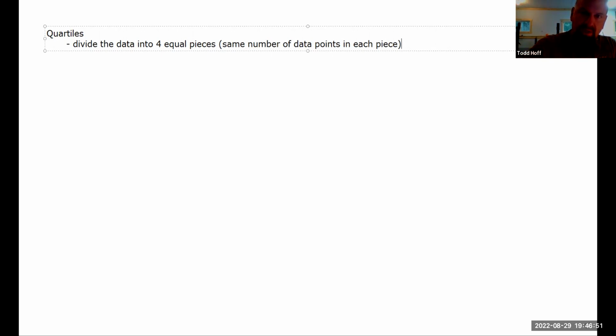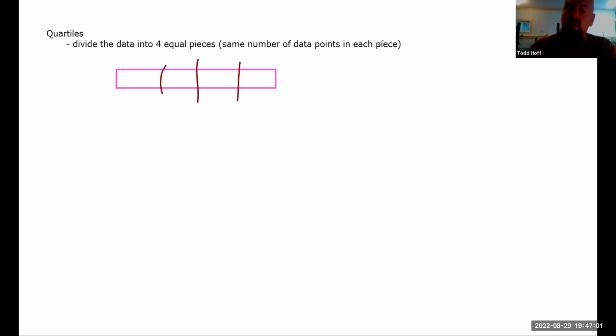Now, if you think about it, if I have to cut a piece of wood or whatever into 4 pieces, it only takes 3 cuts. So there are only 3 quartiles. There are 3 boundaries to cut it into 4 pieces.